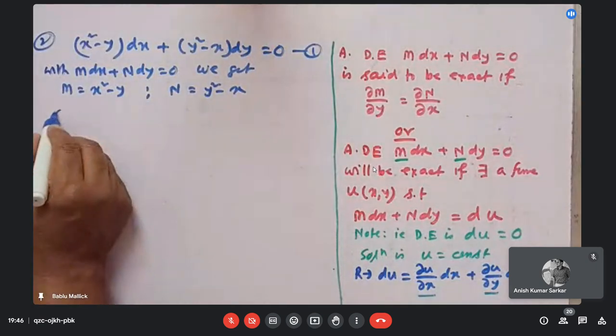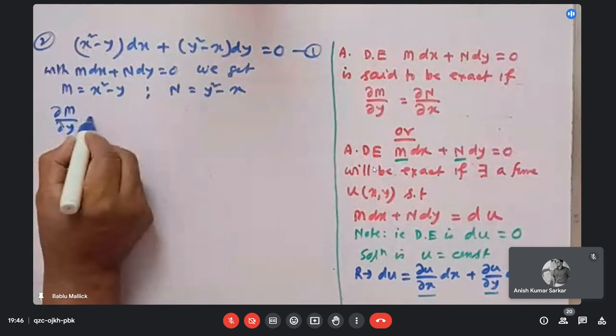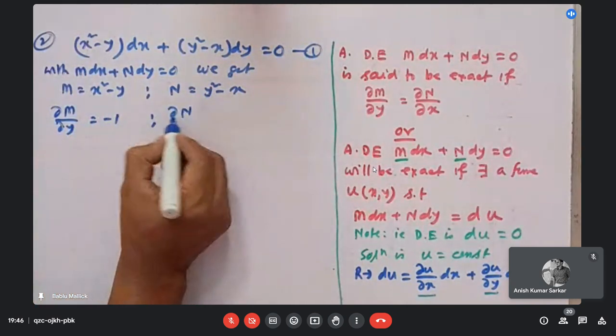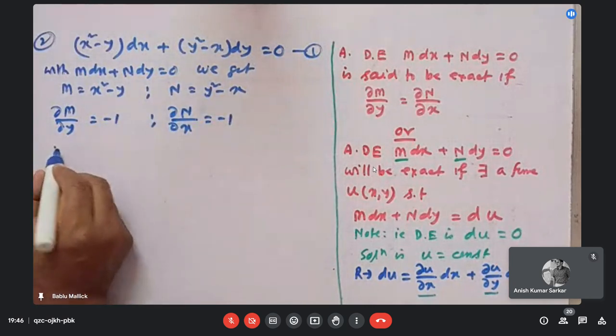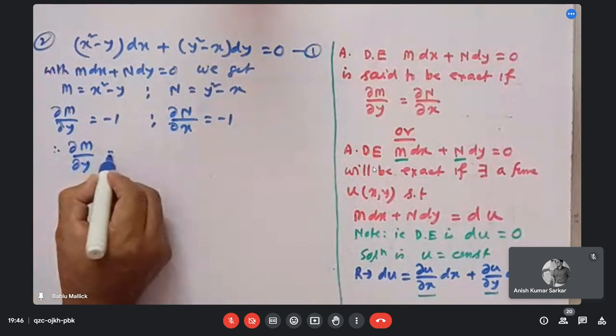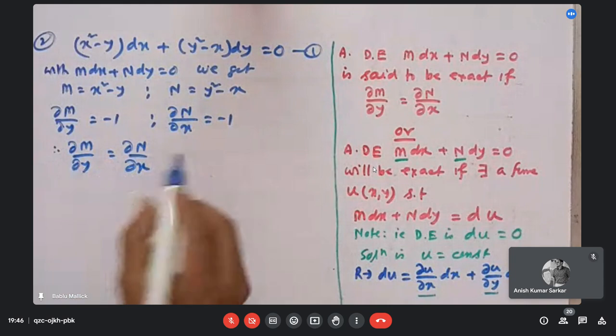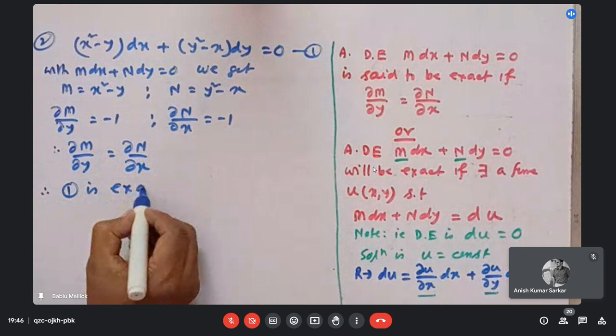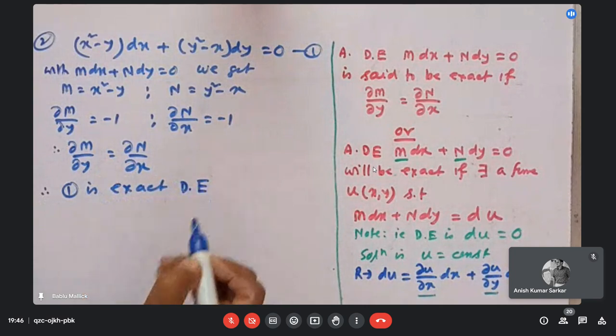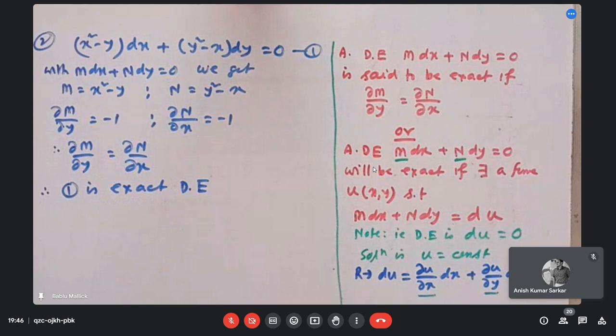Check whether it is exact or not. So del m by del y is equal to -1, del n by del x is equal to -1. Therefore del m by del y is equal to del n by del x. Therefore equation 1 is an exact differential equation. Exact differential equation means now I can solve it.